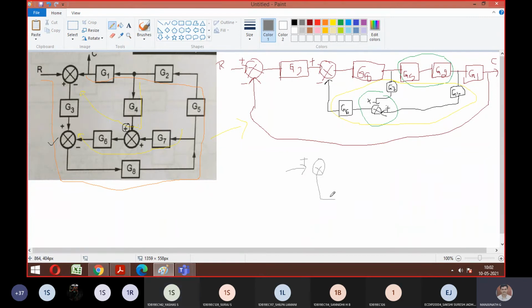So G6. This path is having connection with respect to G4 and G7. So let me make the connections now. Is it like this? G4 and G6 to one path. And this path should be given to the G5, G2 combination. Then similarly, one more feedback path that is given to G6 and G7. Am I correct? Everyone understood what I have told? Yes or no?